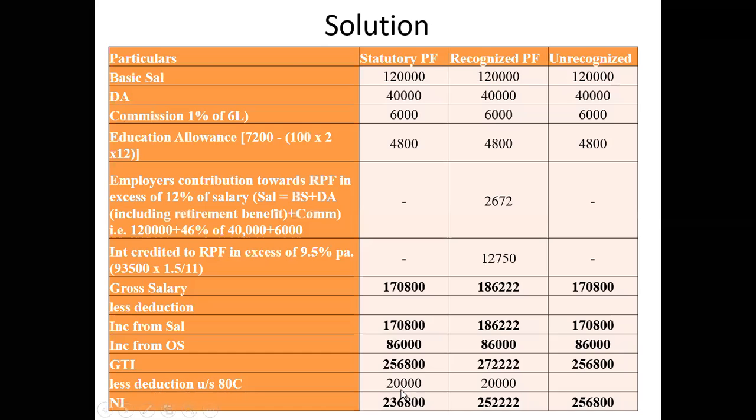Less deduction under section 80C. 20,000 is the contribution made by the employer. Here also 20,000 is the contribution made by the employer. Here there is no exemption available or no deduction is applicable, so I have left it blank. So when you take the difference between these two, whatever amount I get, that is my net income. Are you able to get it? Any doubts in this?